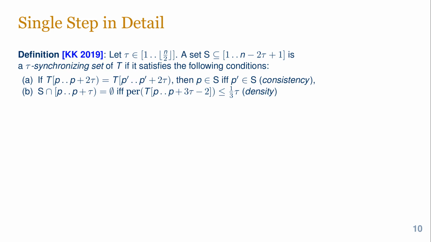Second, any block of tau positions in t contains no positions from S if and only if the substring of length 3 tau minus 1 starting at the beginning of that block has the shortest period smaller or equal than tau over 3. In other words, except for periodic substrings, t has to have at least one position from S in every window of size tau. This is called the density condition.